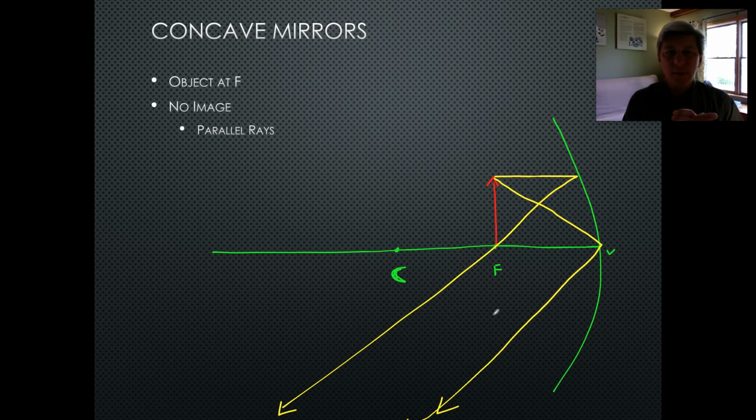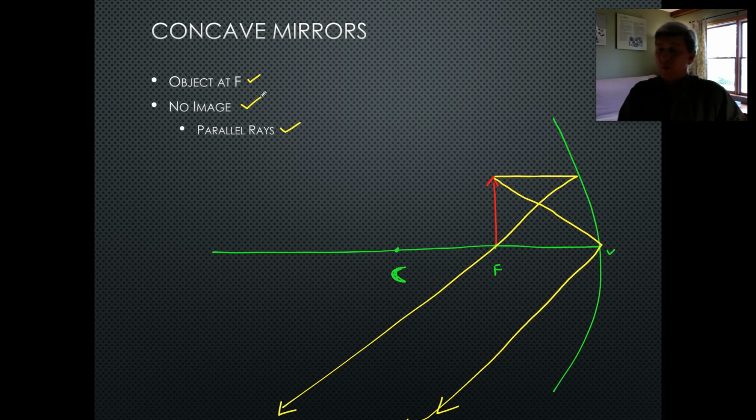They're never going to come together. And so because the two rays are parallel to one another, when the object is at the focal point, no image will be formed. All right, no image will be formed in this case.